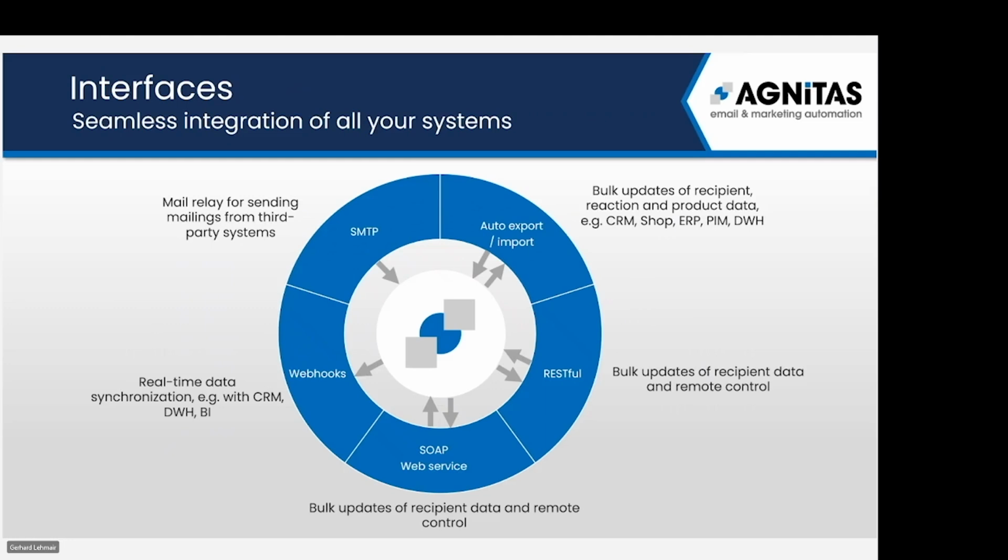Mail relay, the last point. Another new feature is an SMTP interface, which is used when mailings or individual text blocks are generated in external customer systems, such as an ERP or an online shop, and OpenEMM Plus is to be used as a reliable email delivery system.